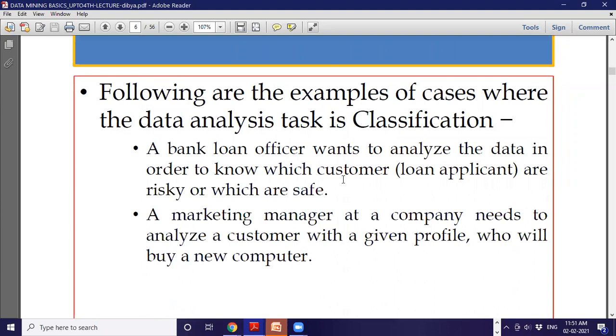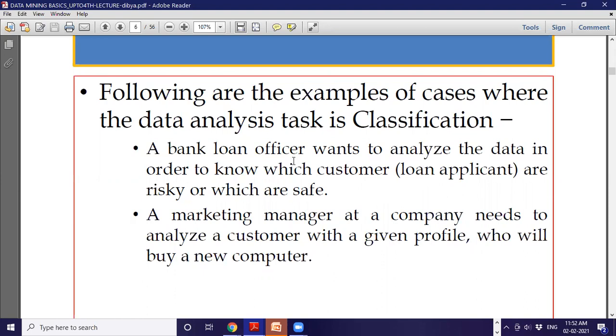Here I'm citing an example: a bank loan officer wants to analyze the data in order to know which customers are risky and which are safe. So what is that bank loan officer trying to do? Can you tell me? He's just trying to classify those customers based on the history record, whether that loan applicant is of the type risky or safe. Accordingly, he may assign that loan, right? So that is a kind of classification, because we try to classify those customers.